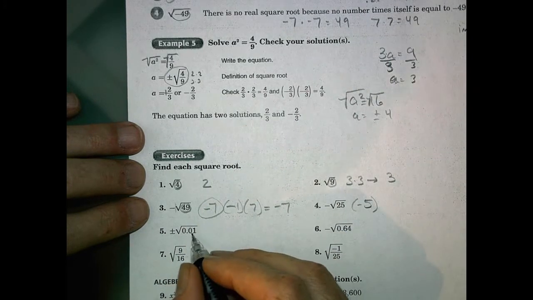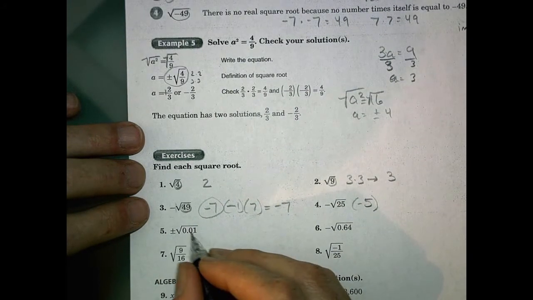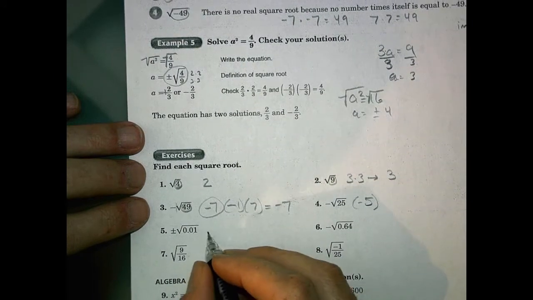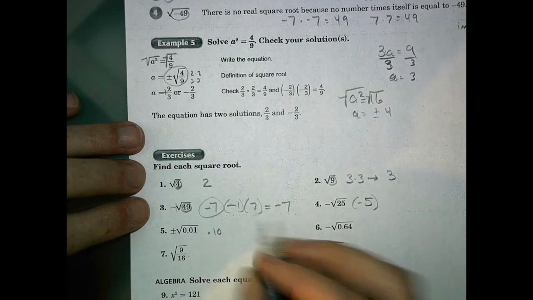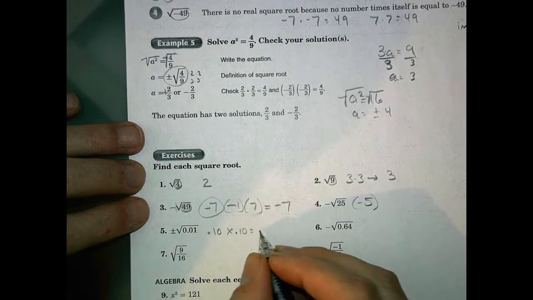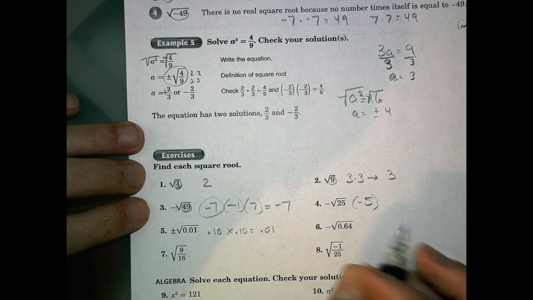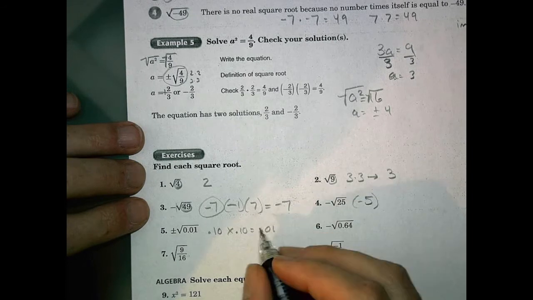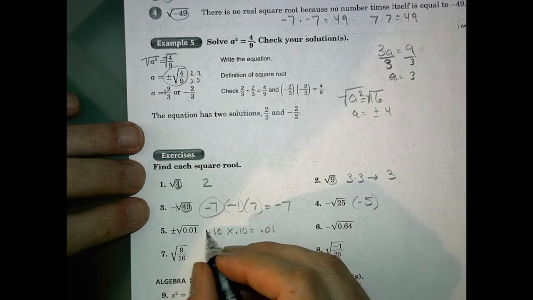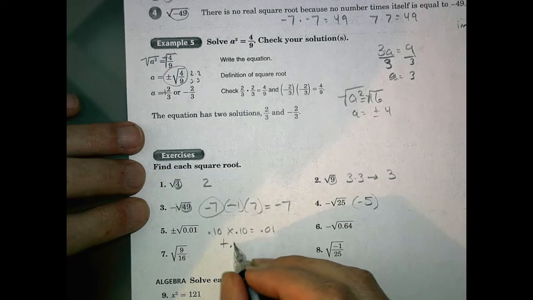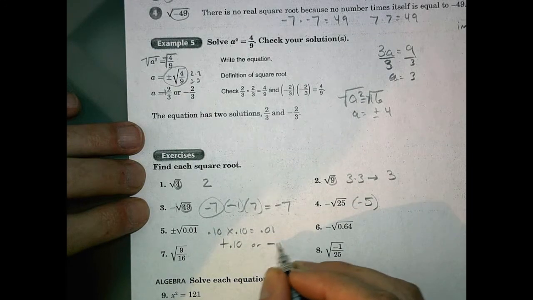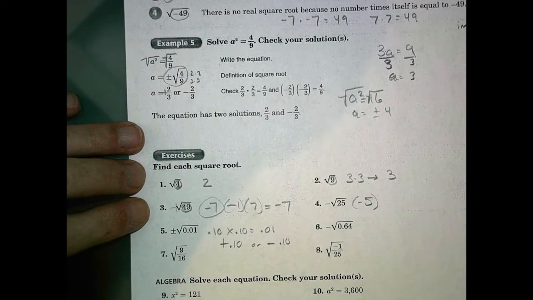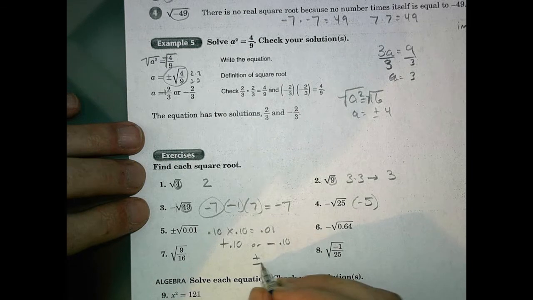Here, plus or minus the square root of 0.01. Well, 1/10 times 1/10 equals 1/100th. So in this case, it's going to be either positive 1/10 or negative 1/10, which you can write like that, or as plus or minus 0.10.